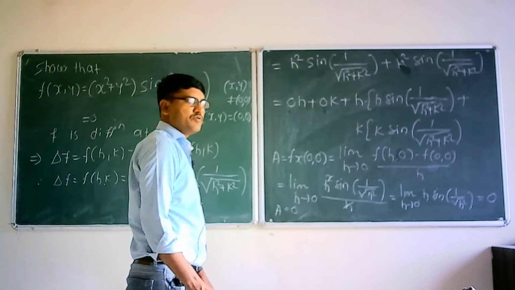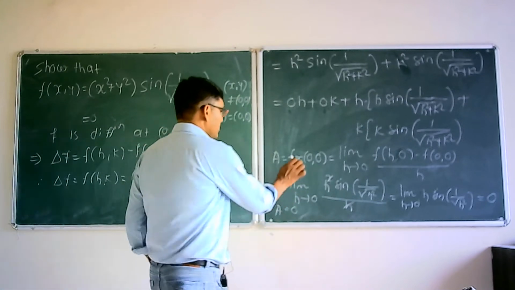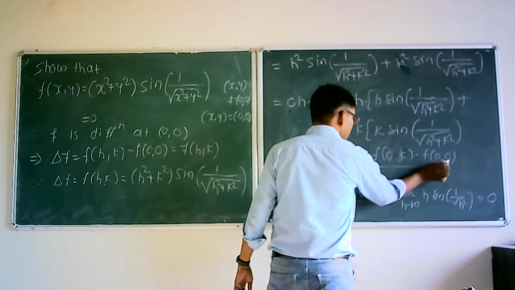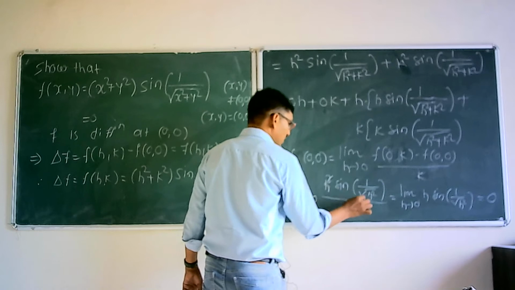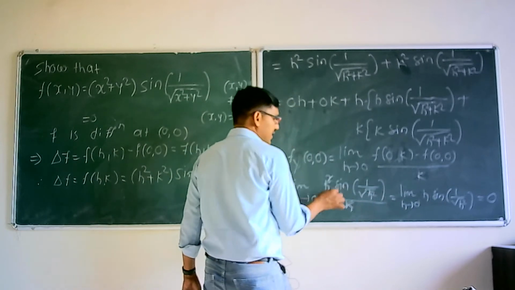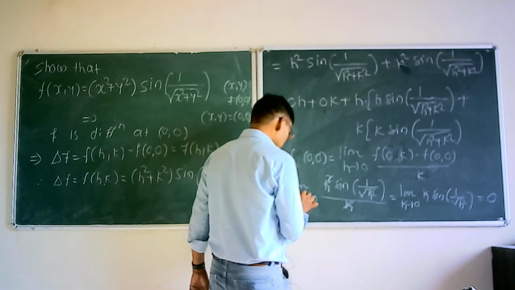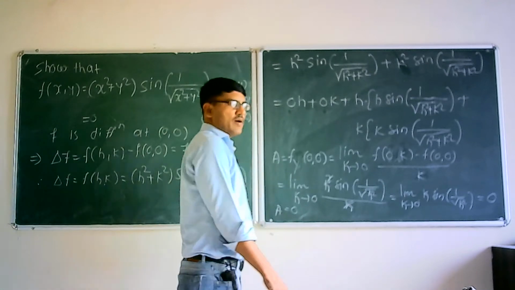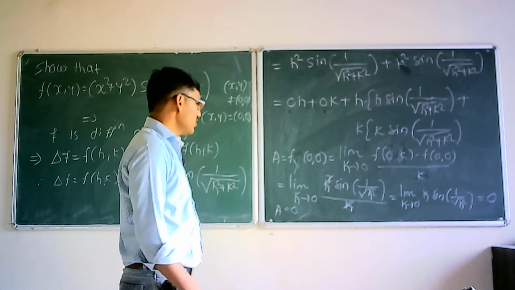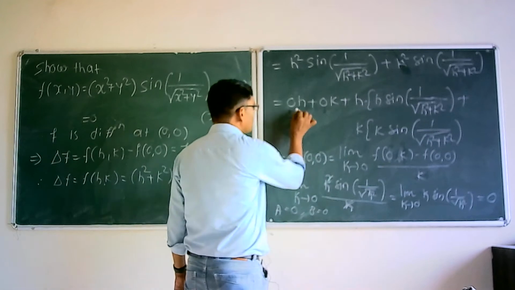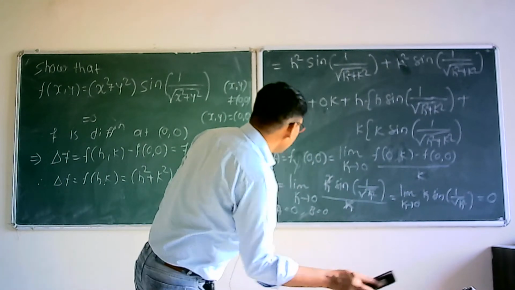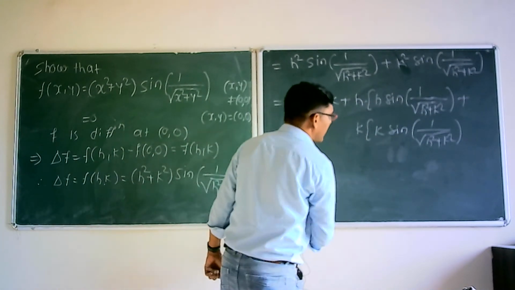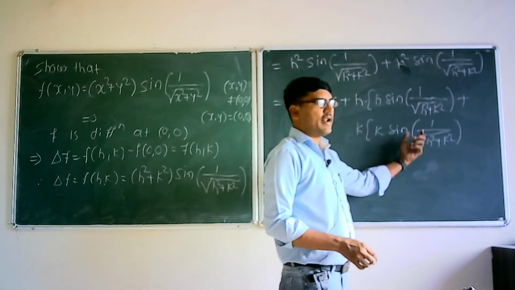Similarly you can show that B, which is equal to fy(0,0). We take fy(0,0), then here it is 0, here it is k² sin(1/√(k²)), divided by k, one k cancels, limit k tends to 0 of k sin(1/√(k²)). So again it is equal to 0. So B is also 0. So A is 0, B is 0. Now next there is only one condition left, and then we can say that the given function is differentiable at (0,0): we want to show that here our ε1 and ε2 tend to 0.